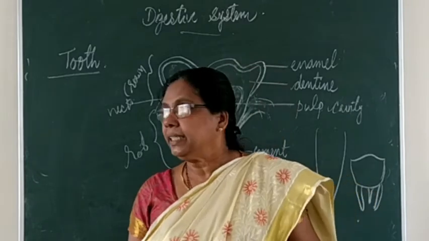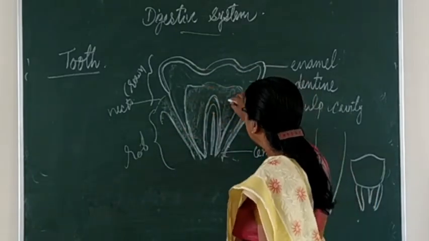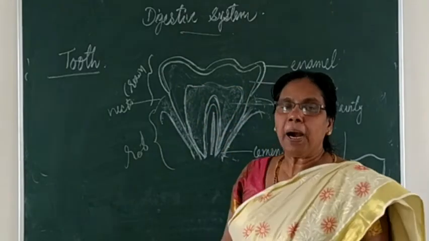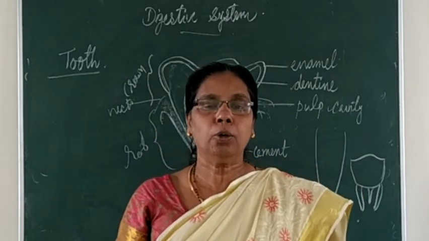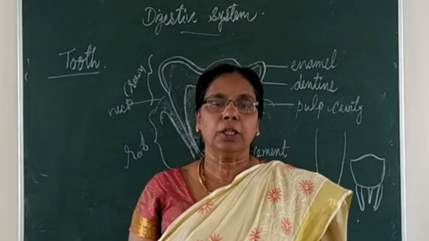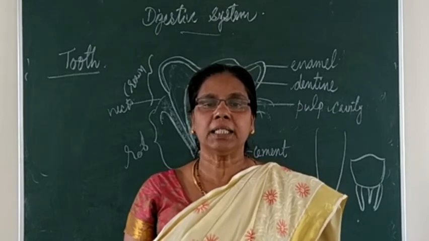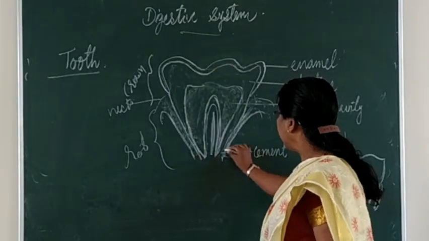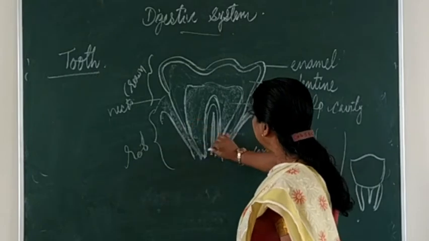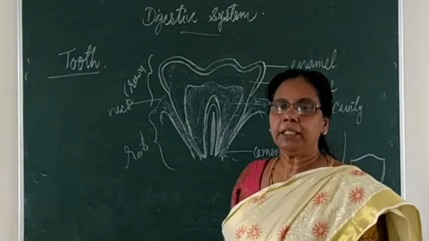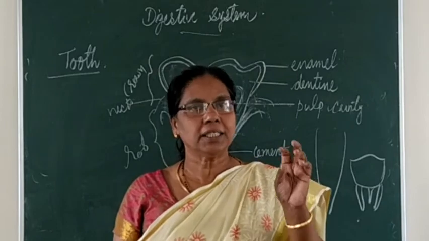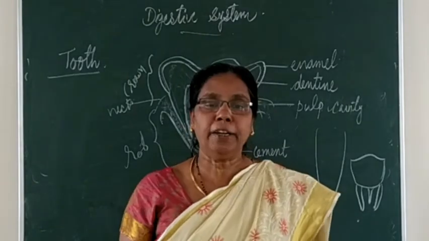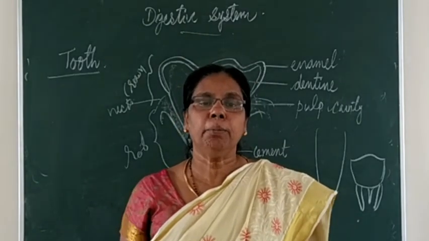Inside that there is a pulp cavity, which extends to the root of this tooth. Then cement is another bone-like structure covering and fixing the root in position. Here you can see the cement. And what is its function? It is hard, just like bone, and it covers and fixes the root in position.